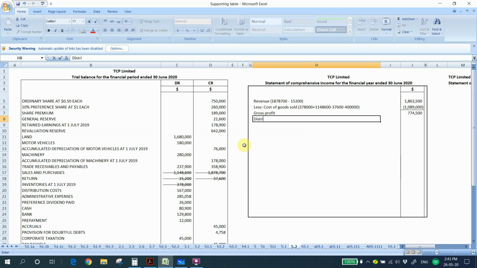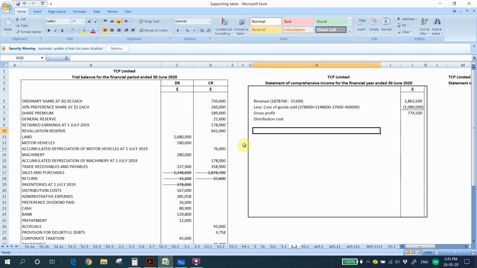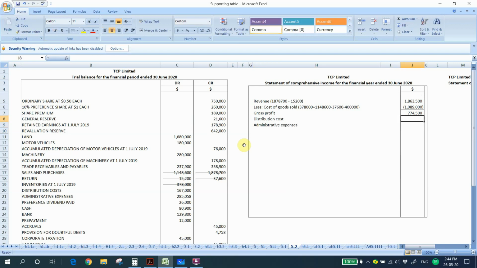So we will minus the distribution cost and administrative expenses. The distribution cost of the company is 167, and the administrative expenses 2F505F. So the adjustment you can see here, the original amount with the adjustment, and this is for the administrative expenses. And then we strike through these two amounts to show that this has been recorded.